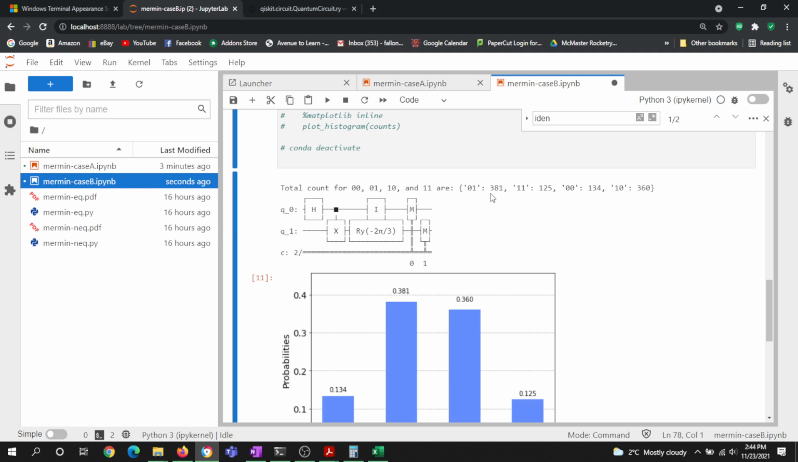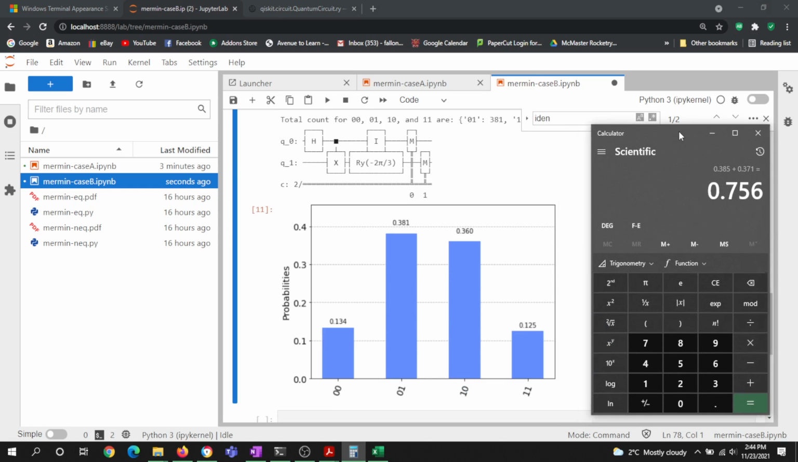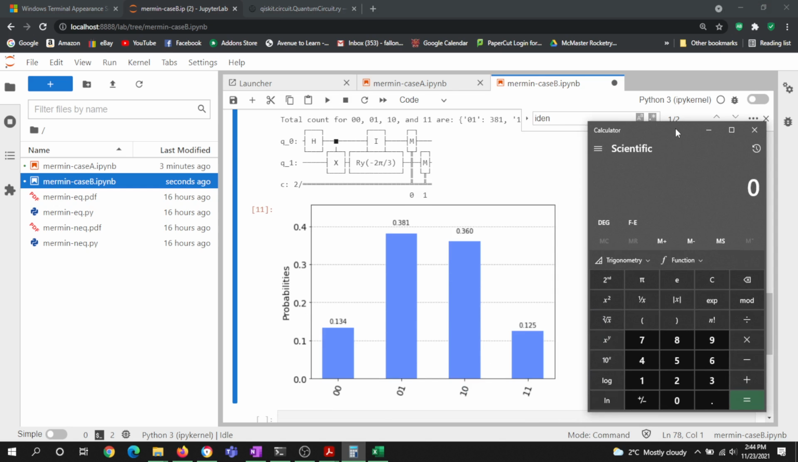Let's start with 0, 0: 134 counts for 0, 0, 381 counts for 0, 1, 360 for 1, 0, and 125 for 1, 1. So if we're counting out the probabilities that we get the same case in case B, that should be 0.134 plus 0.125. So that is just a little bit over a quarter of the cases being the same when the settings are different.